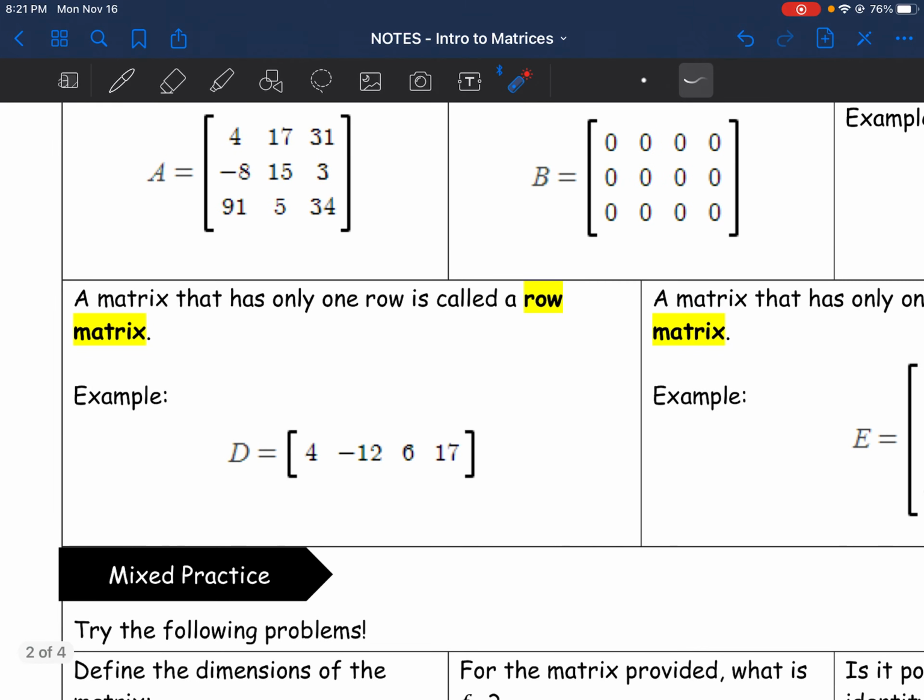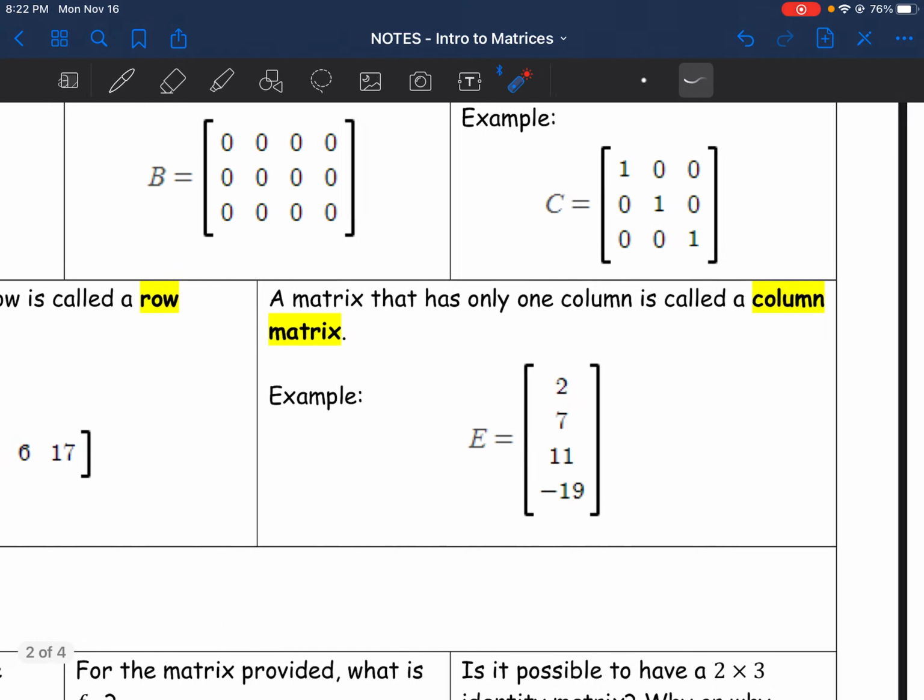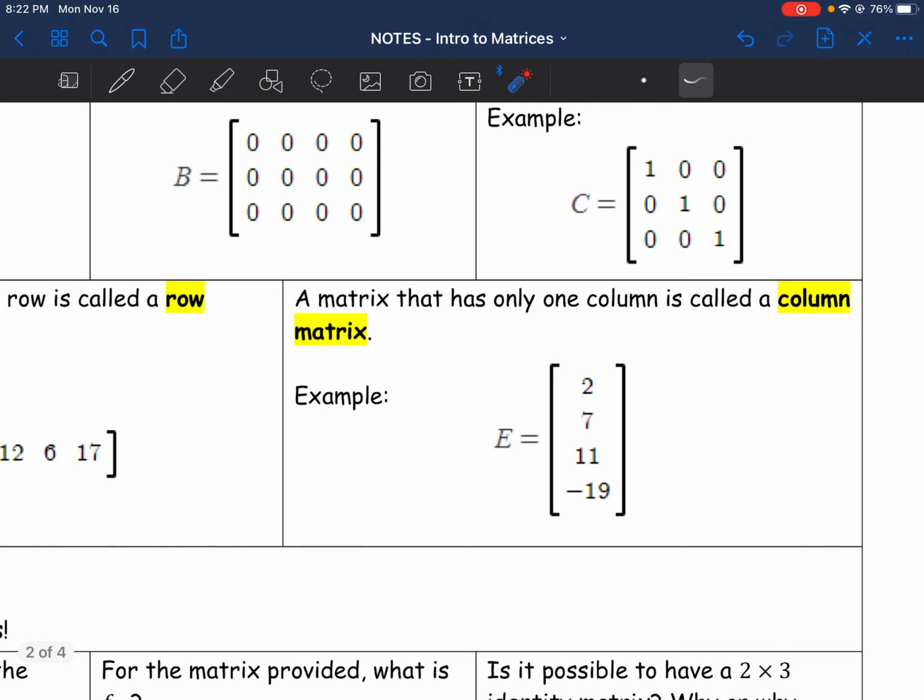A matrix that has only one row is called a row matrix. One row can have any number of columns here. So in this example, this would be a 1x4 row matrix. And a matrix that has only one column and any number of rows is called a column matrix. Notice in this example we have 4 rows, but only one column.